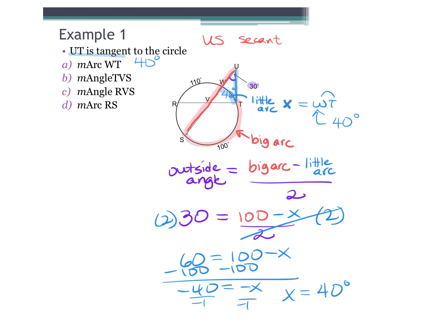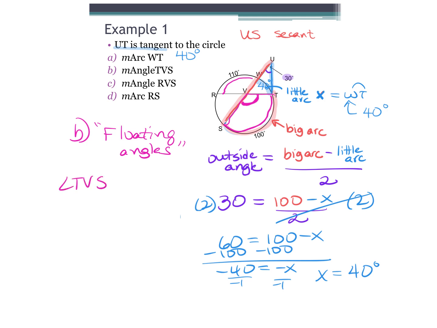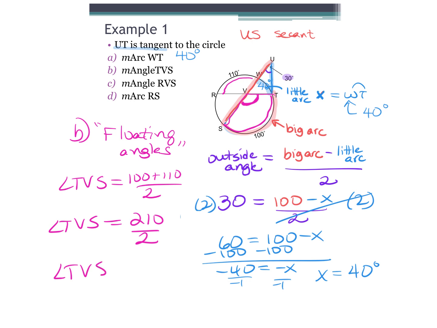So part B, they're asking us to find angle TVS. So TVS is right here, this angle measure right here. Notice what I can use for this one is my floating angles. So I'm going to take its intercepted arc plus the intercepted arc of its vertical angle. I'm going to add them and divide by 2. So for part B, this is that floating angles theorem, or angles inside the circle theorem. But again, I call this floating angles. So I'm going to be taking angle TVS is equal to 100 plus 110 divide by 2. And TVS is equal to 210 divide by 2. TVS equals 105 degrees. So this angle that's right here is 105.